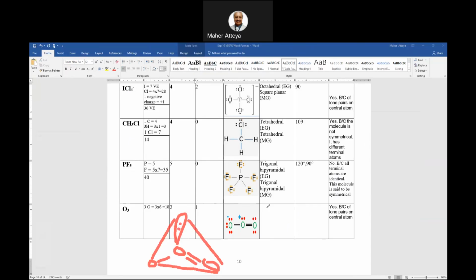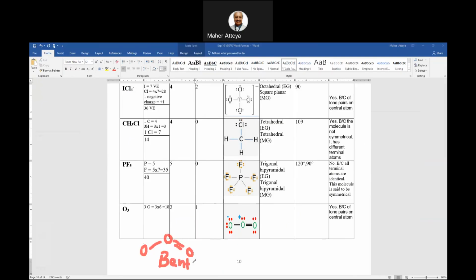The electron geometry will be trigonal planar, correct? But now if I take the lone pair out, it is one double bond and one single bond. So the lone pair is wiped out. It's not considered. So this one here is bent, correct?